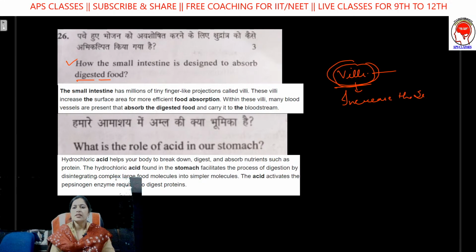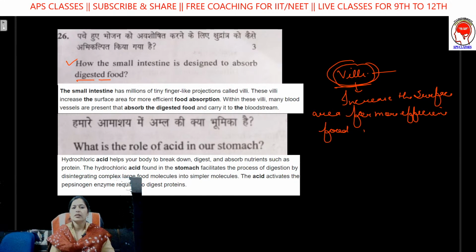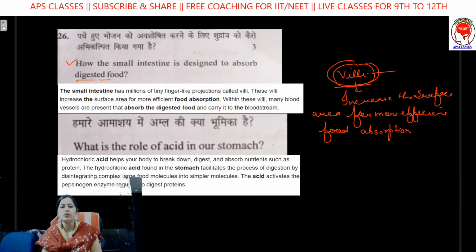The main function of these villi is to increase the surface area for more efficient food absorption. Within these villi, many blood vessels are present that absorb the digested food and carry it to the bloodstream. So, in this way, the small intestine is designed to absorb the digested food.